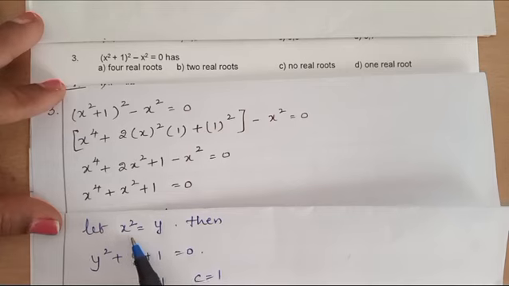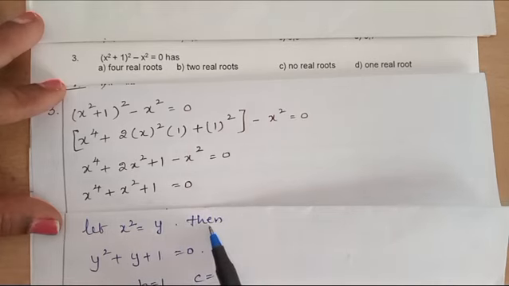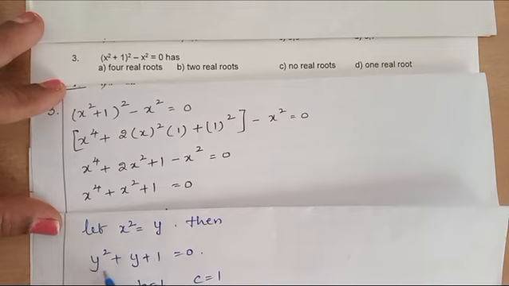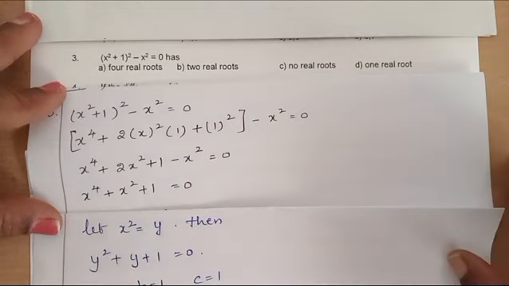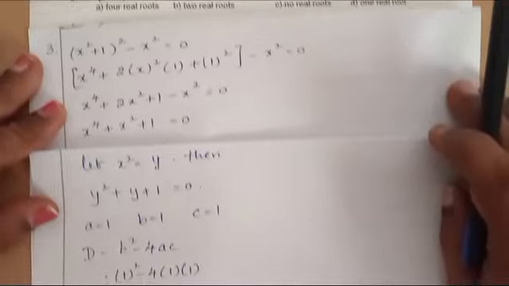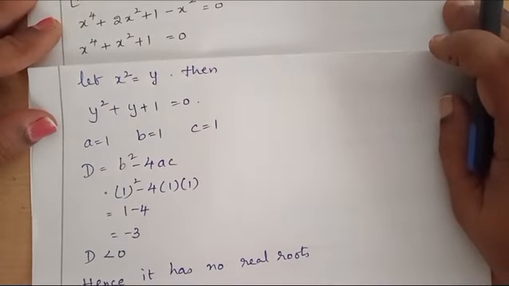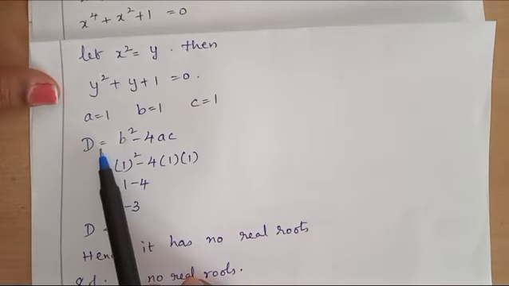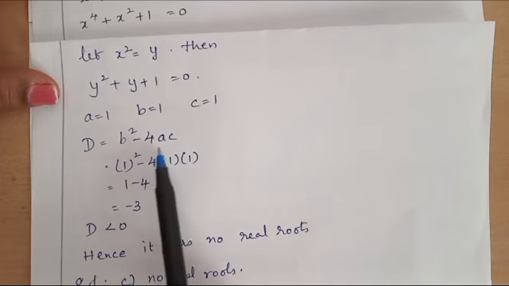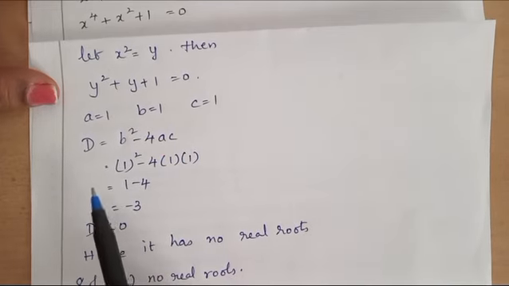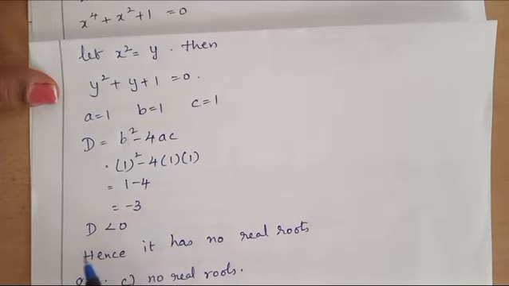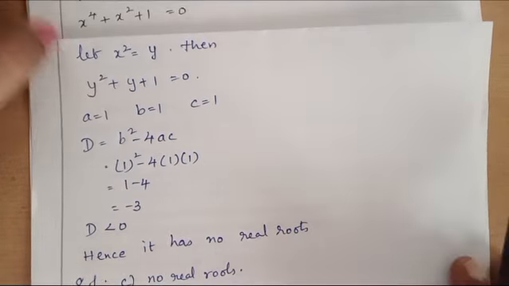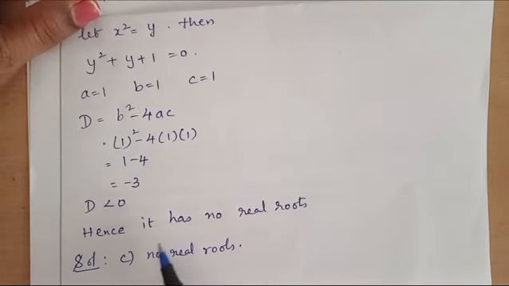Let x square is equal to y. Then we get an equation y square plus y plus 1 is equal to 0. Here a is equal to 1, b is equal to 1, c is equal to 1. D is equal to discriminant b square minus 4ac. Hence I get D as minus 3. D is less than 0. Hence it has no real roots. The solution is C, no real roots.